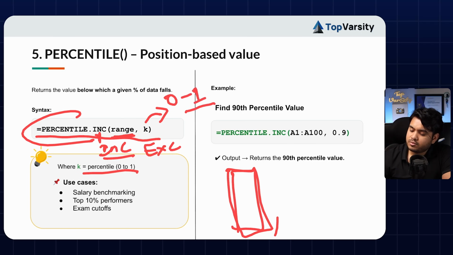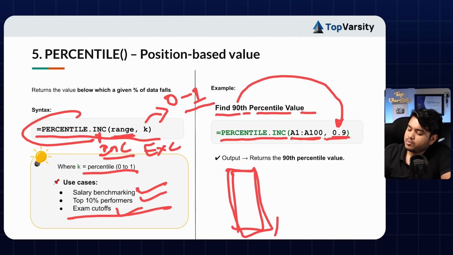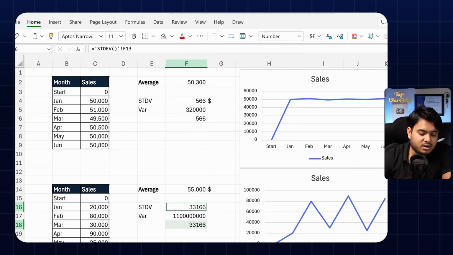I will explain this with the formula in our sheet. This will be used for salary benchmarking, selecting top 10 performers, or exam cutoffs. This will be very useful. For example, we need to find the 90th percentile value. We write percentile include, the range A1 to A100, and as we need the 90th percentile, we'll use 0.9 over here, and it will give you the value of the 90th percentile. So we'll solve this problem on our Excel sheet.